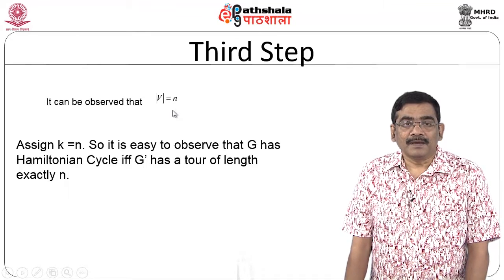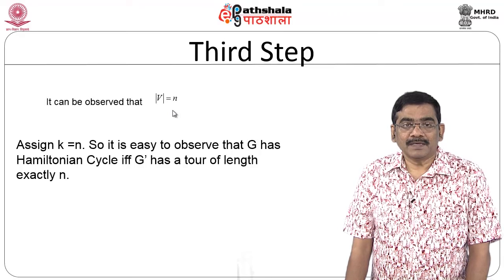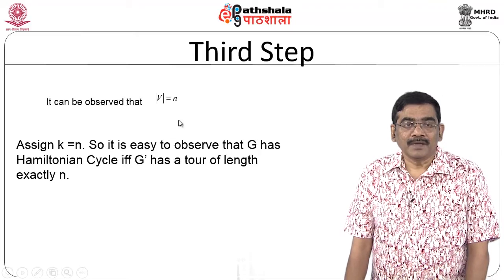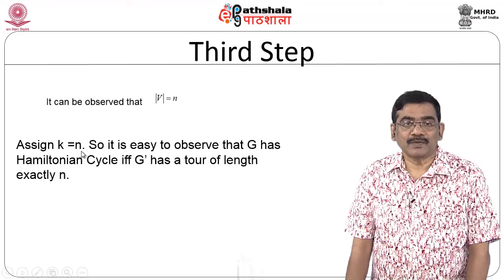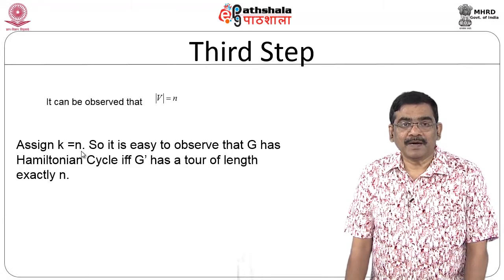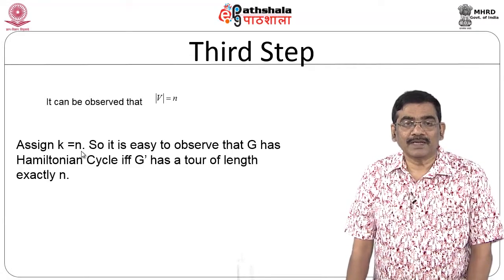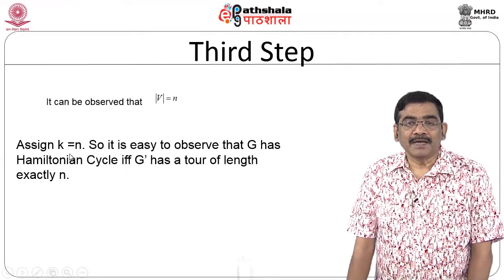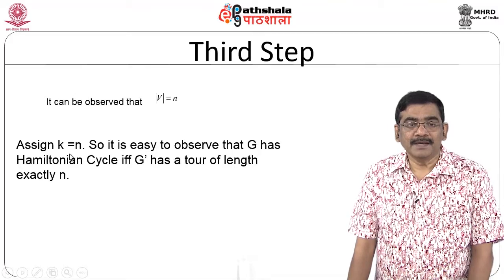So, the traveling salesperson involves a tour of all the cities. That means all the vertices should be present. All the paths are assigned a length of 1, so that means it is going to be k. If we assign k equal to 1, we can observe that such a tour is possible.